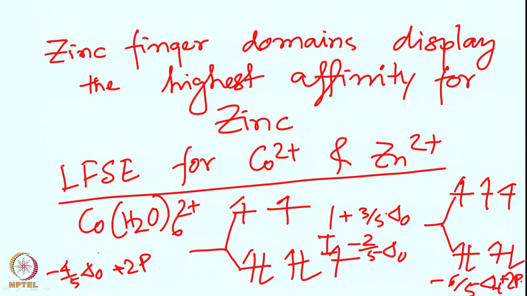For cobalt, there is a loss of 4.5 kcal per mole ligand field stabilization energy while going from octahedral to tetrahedral, right. From octahedral to tetrahedral, there is a loss of stabilization energy. For zinc 2 plus, there is no loss, and that is because zinc 2 plus is a D10 system. From octahedral to tetrahedral, there is no loss of stabilization energy. Therefore, this can happen quite easily for zinc.